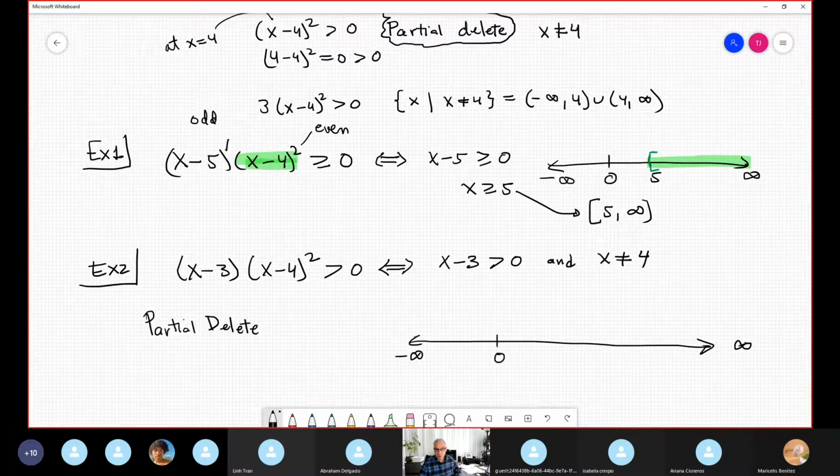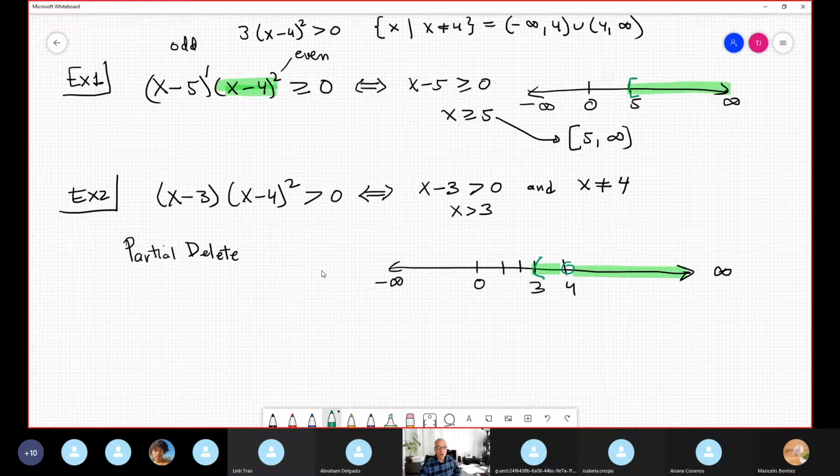You have 0 here, 1, 2, 3, 4. Solving this part is easy: x greater than 3. And at 4, we have a hole. Look at that, we have a hole here. We have this piece and this piece. Of course, do not include 3 inside the solution. You put the parenthesis, not a bracket, because my inequality is a strict inequality and does not consider the equal sign. When this situation happens, the endpoint is never in the solution. So what's the answer? The answer is parenthesis 3, 4, parenthesis also, union 4, infinity. Okay, partial delete.